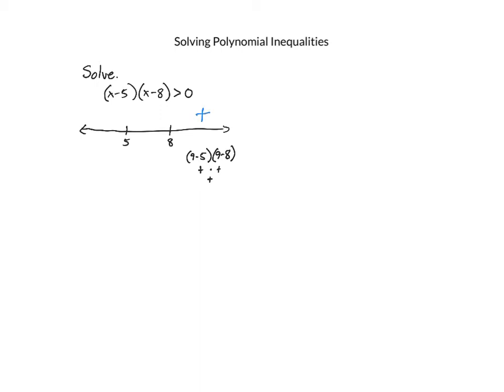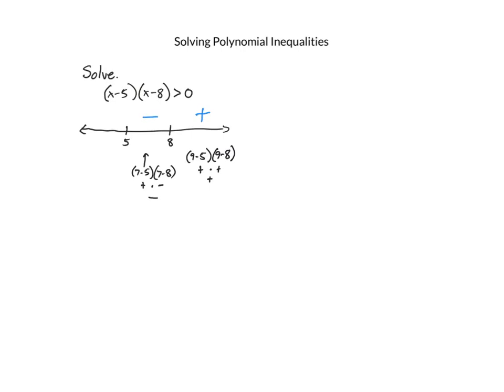Now let's choose a number in between 5 and 8. And remember, it doesn't matter what you choose. You can choose 7 or you could choose 5.1739. But I want the arithmetic to be nice for me, so I'm going to just choose 7. So I'm testing this interval right here. 7 minus 5 times 7 minus 8 is a positive 2 times a negative 1. So that's a positive times a negative, and the result is negative.